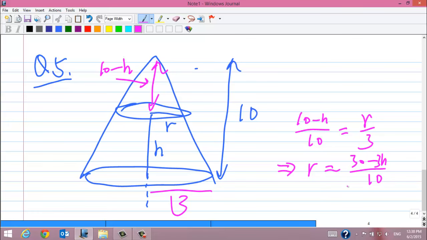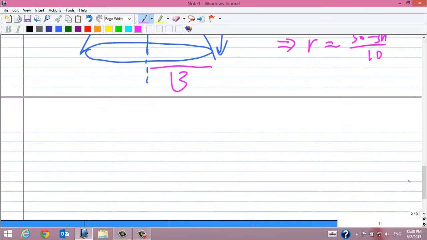Now let's stick to the frame. For this kind of question, always stick to the frame. Because the top rate of change is normally dV/dt equal to dV/dH.